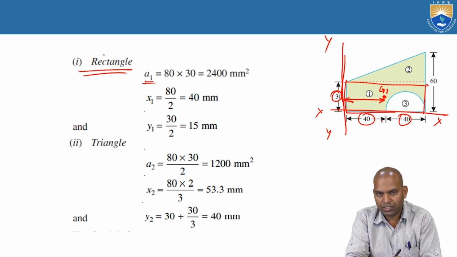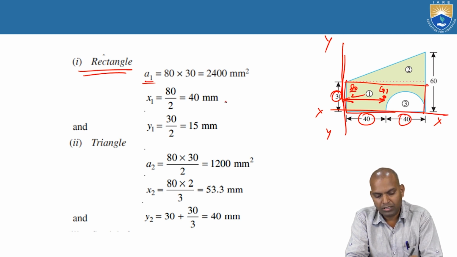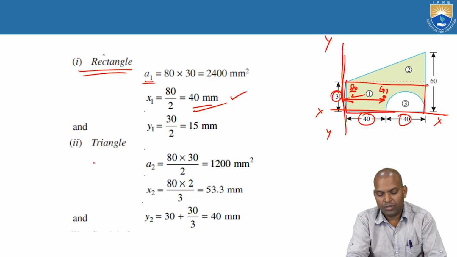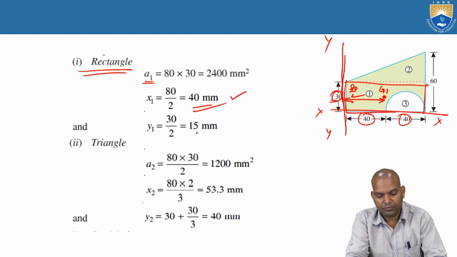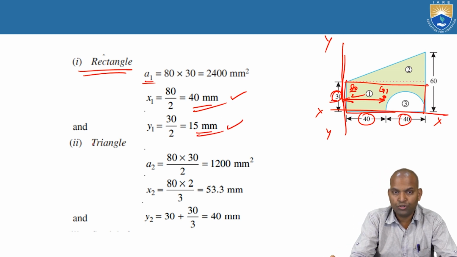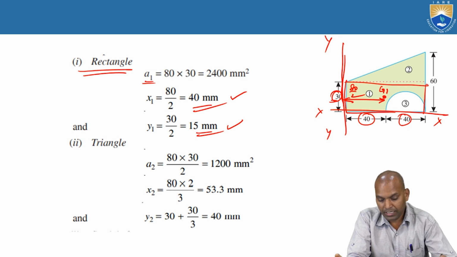Total length is 40 plus 40, 80, 80 by 2. That is 40 millimeter. What about y1? That is 30 by 2, y1 equal to 15 millimeter, for the rectangle individual.